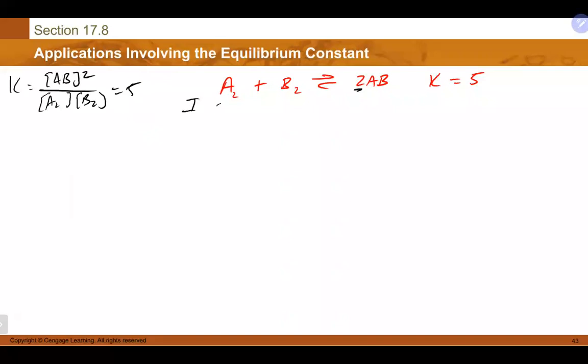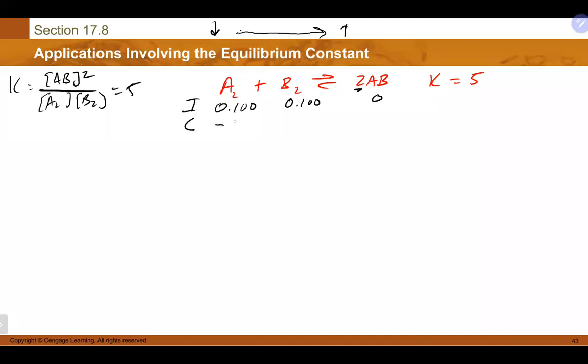Initially, we had 0.1 molar of each of these. And again, it is safe to assume that you have nothing on the product side if they don't tell you anything about the product. Because we have no products, we can safely assume the reaction is heading in that direction, which means we should expect the reactants to decrease and our products to increase.